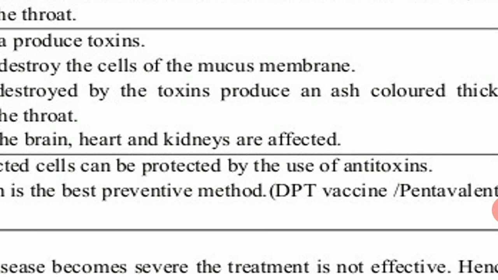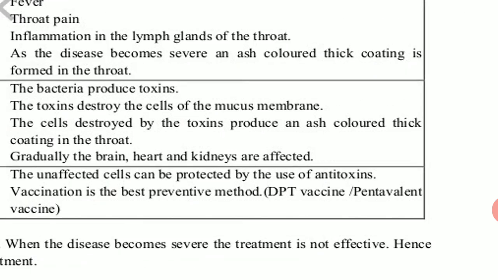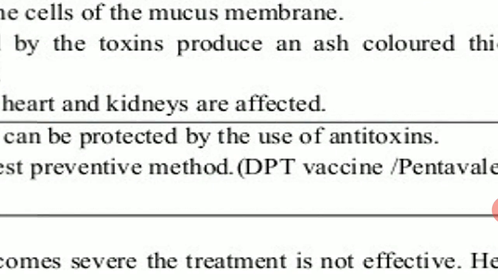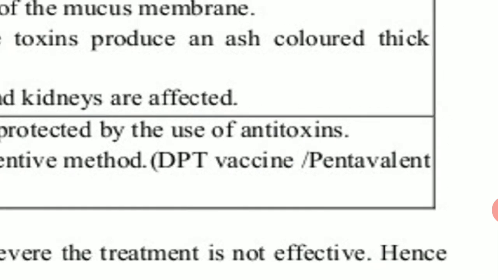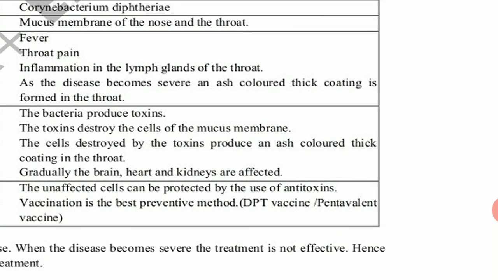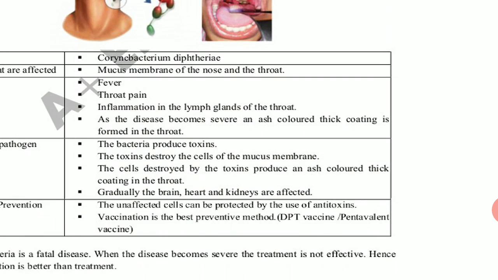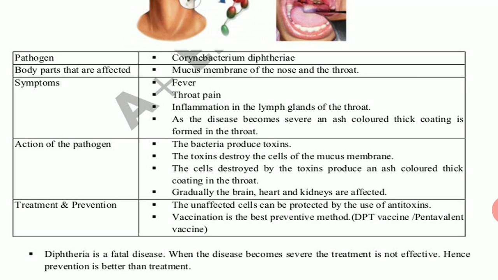DPT is diphtheria, pertussis and tetanus. This is the vaccine mainly used for three diseases. There is pentavalent vaccine also being given. That detail we will learn in the next chapter. Pentavalent means five diseases. For five diseases this will be useful. All of us might have got this vaccine. That is why we are away from diphtheria.